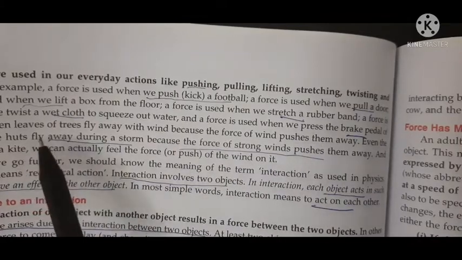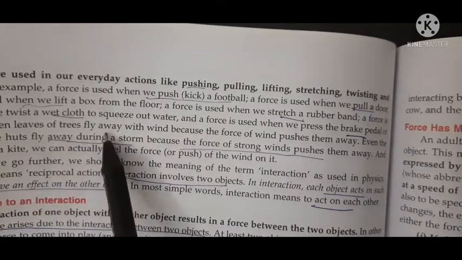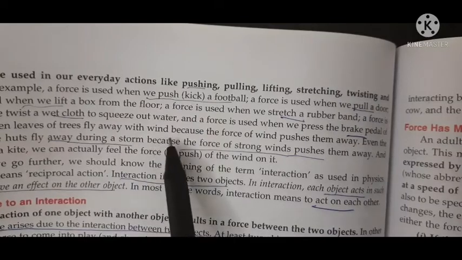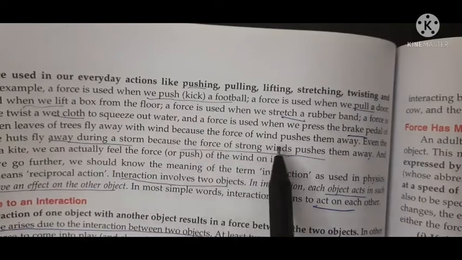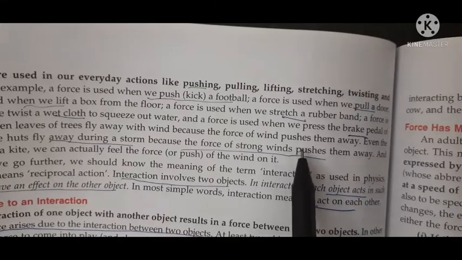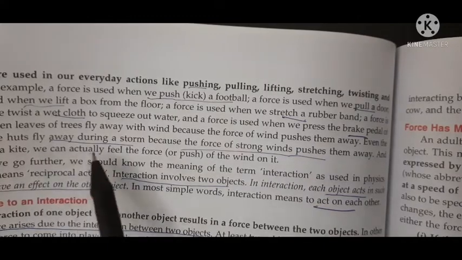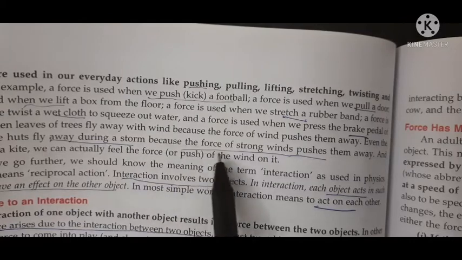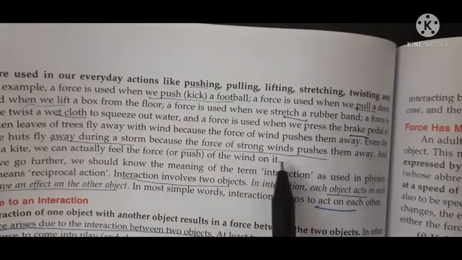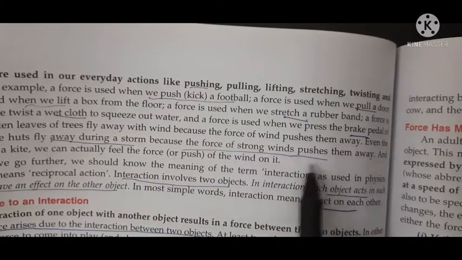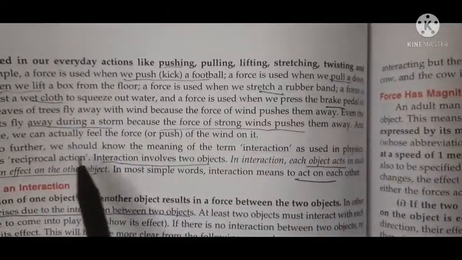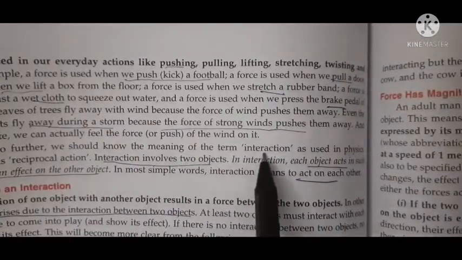The fallen leaves of the trees fly away with the wind. Why? Because the force of the wind pushes them away. Understood? Even the roof of some huts flies away during a storm because the force of a strong wind pushes them away. Before we go further, we should know the meaning of the term interaction.